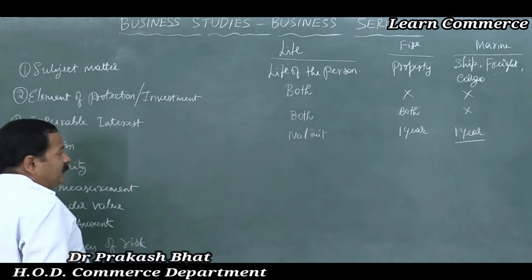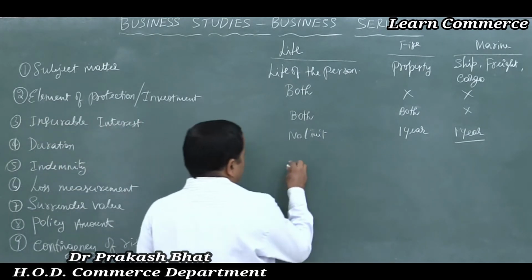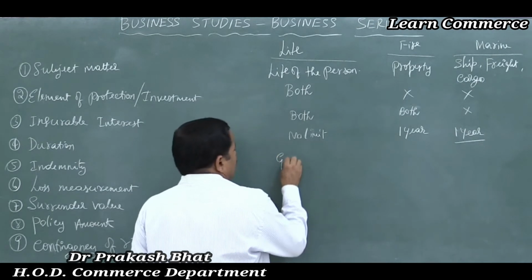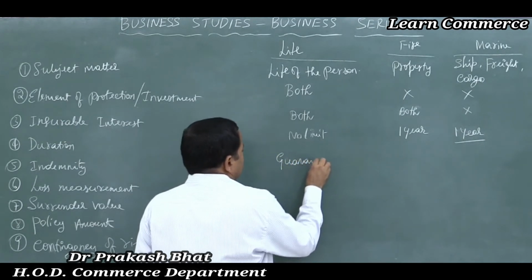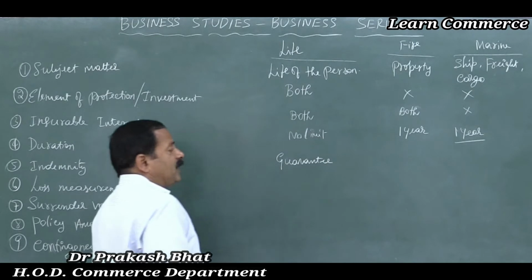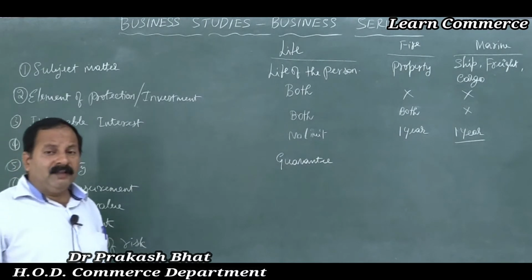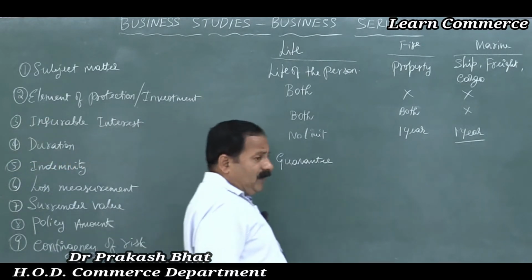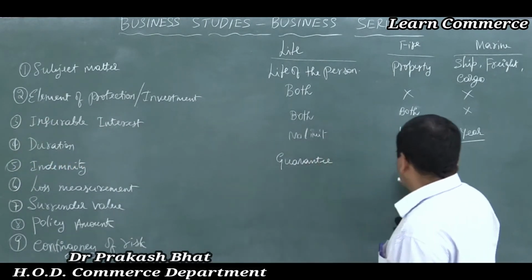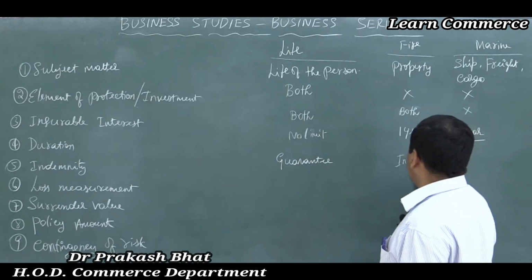Fifth one, indemnity. No, this is not a contract of indemnity, this is a contract of guarantee. Which one? Life insurance is a contract of guarantee, because if anything happens, money will be compensated to the legal representatives. If nothing happens, the amount will be paid to the person who insured himself, after the expiry of the term.